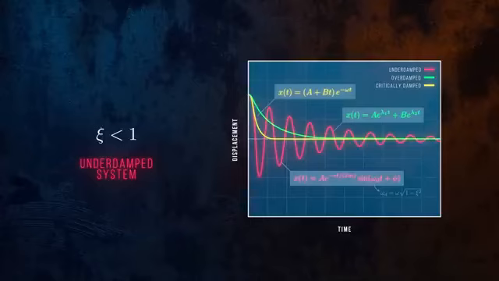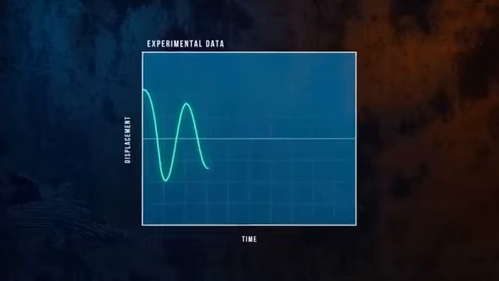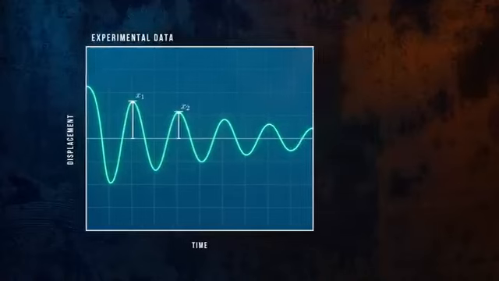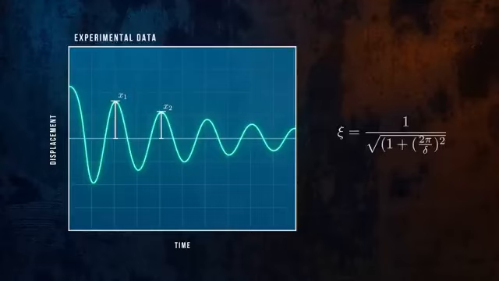Of course, if we're modeling a real system, we need a way of figuring out which value to use for the damping coefficient. It usually has to be determined experimentally. And one way of doing this is by measuring the displacement of the system as it oscillates. A parameter called the logarithmic decrement can be calculated based on this test data as the natural logarithm of the ratio of any two successive amplitudes. The damping ratio can be calculated from the logarithmic decrement, providing an estimate of the overall damping in the system.